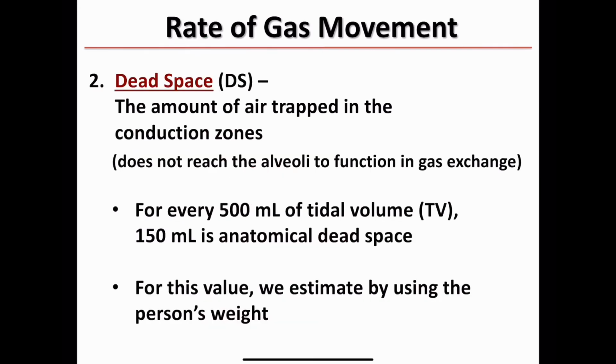Okay, so the next concept I need to go over is important for the next measurement of the rate of gas movement, which we're going to talk about. It's also the last one we're going to talk about. So dead space, or anatomic dead space, is just the amount of air that's trapped in the conducting zones. If you guys remember the conducting zones in the lungs, that's your secondary bronchi, tertiary bronchi, the bronchi derived from the tertiary bronchi, your bronchioles, all the way down to your terminal bronchioles.